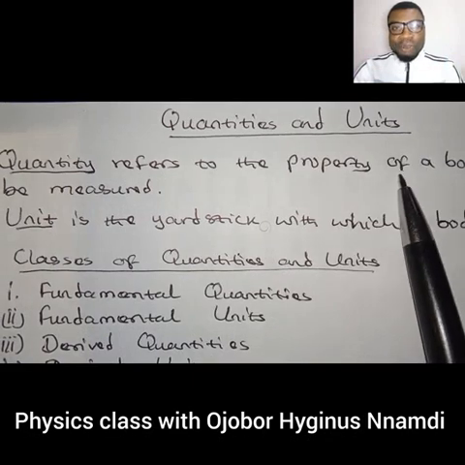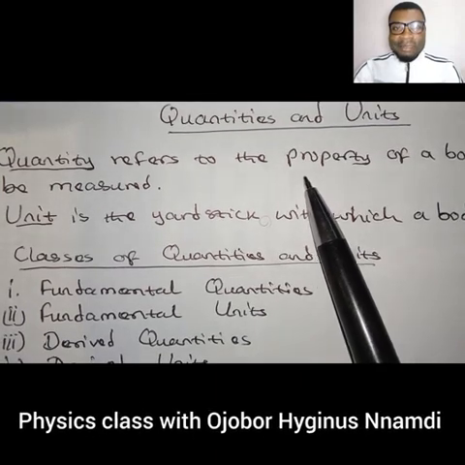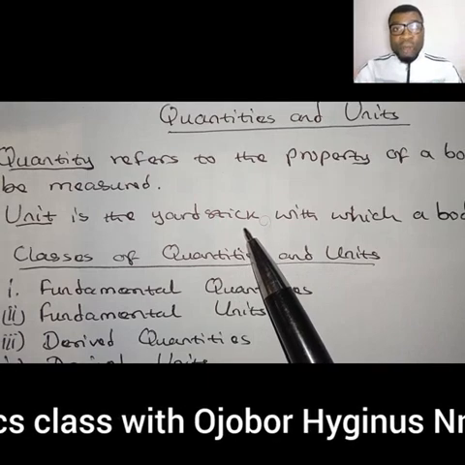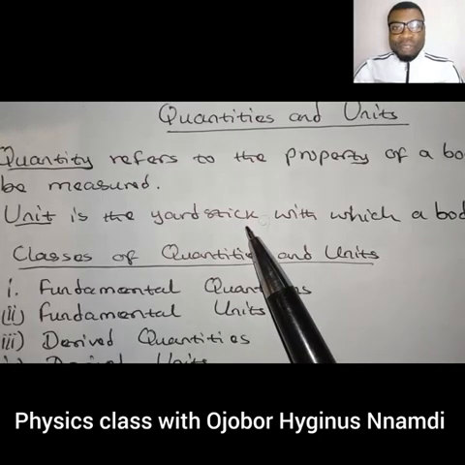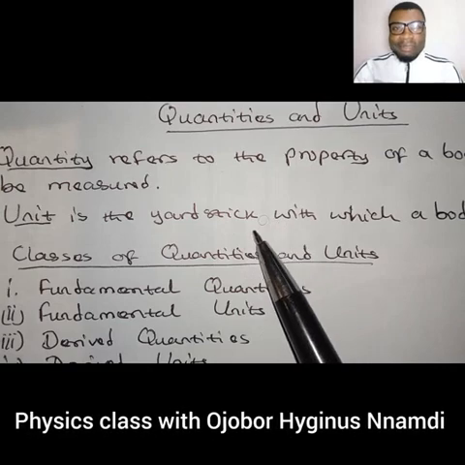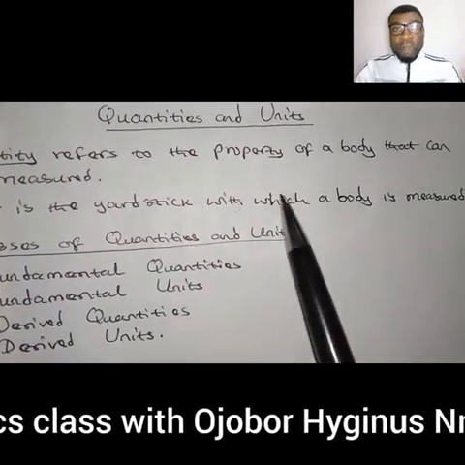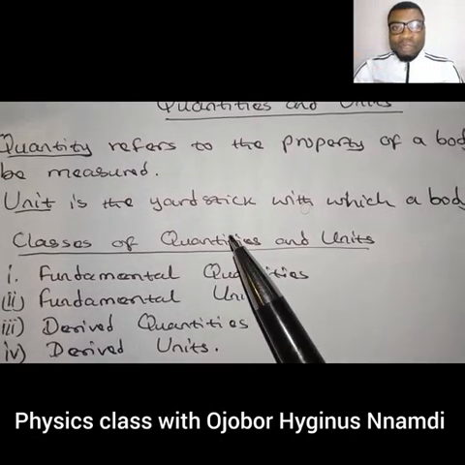Here we'll describe quantity as the property of a body that can be measured. That which we use to determine the magnitude of a measurement of a body is what we refer to as quantity. While unit is the yardstick with which a body is measured. The yardstick with which a body is measured is what we refer to as unit.